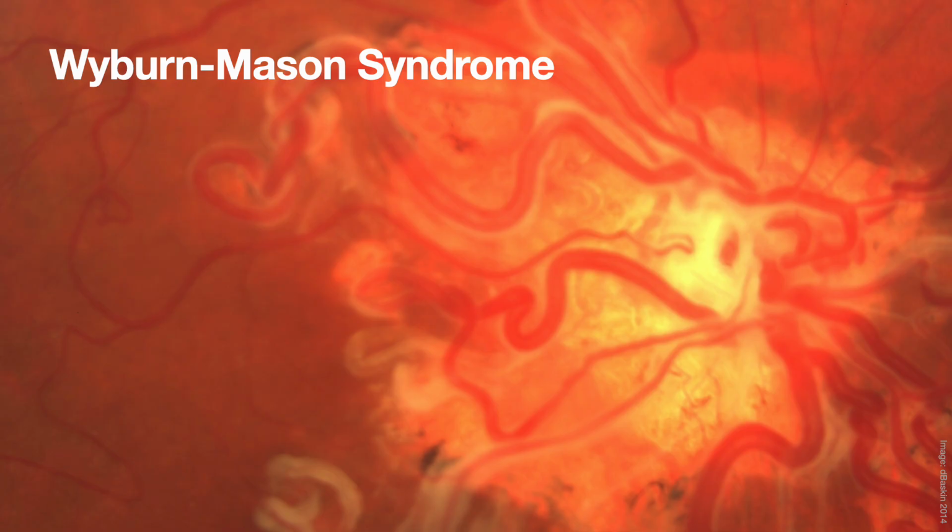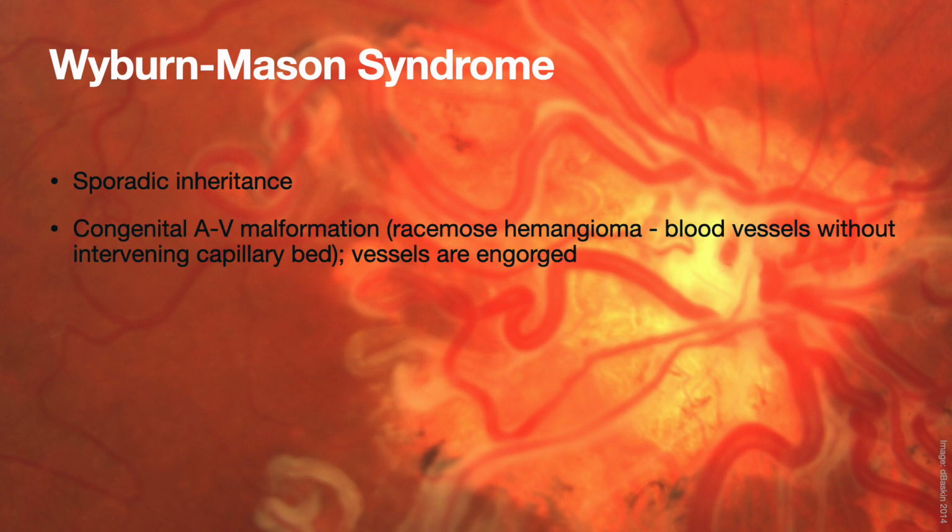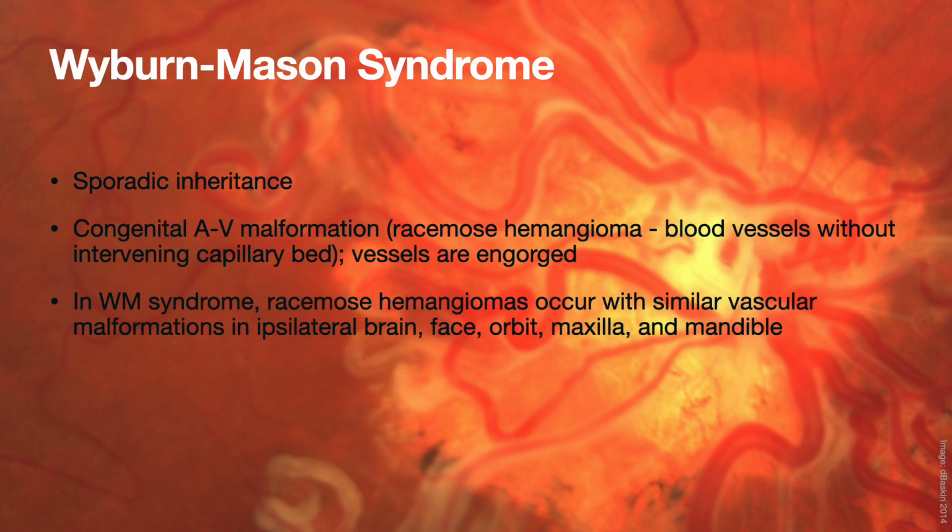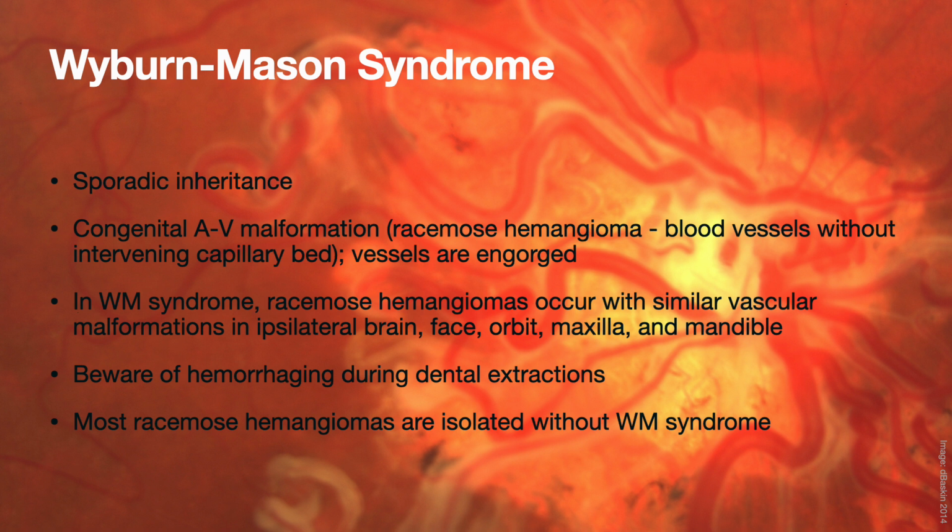Another entity here, Wyburn-Mason syndrome. This is usually sporadic inheritance, a congenital AV malformation. No intervening capillary bed. The vessels are engorged, but there's no tumor. There's no mass. And Wyburn-Mason syndrome has racemose hemangiomas with similar vascular malformations in the ipsilateral brain, face, orbit, maxilla, and mandible. Watch out for bleeding during a dental extraction. That could be in a question stem. And then they're usually isolated without the whole syndrome.